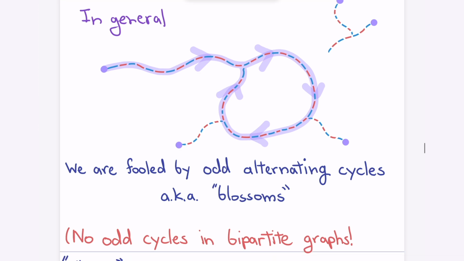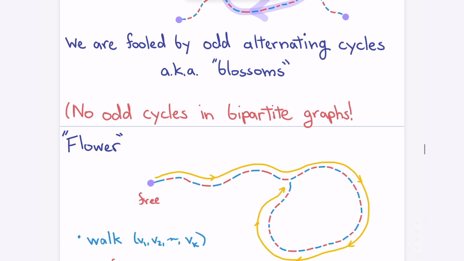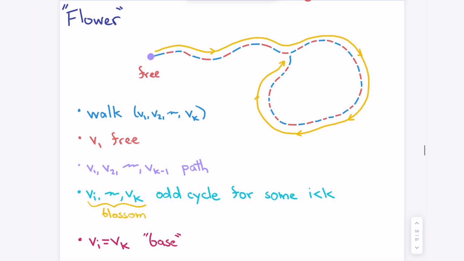These are called blossoms. In fact, there's a whole vocabulary for this. So when something like this appears, I have some walk and I start at some free vertex V1. Up to here, I have a path, a_{k-1} or something. Oh, no, no, no. All the way up to here you have a path, and then you take one more edge, it becomes a cycle.